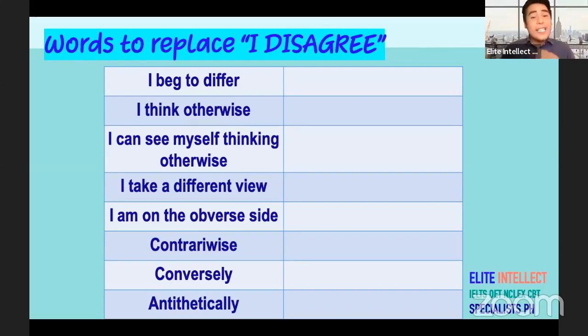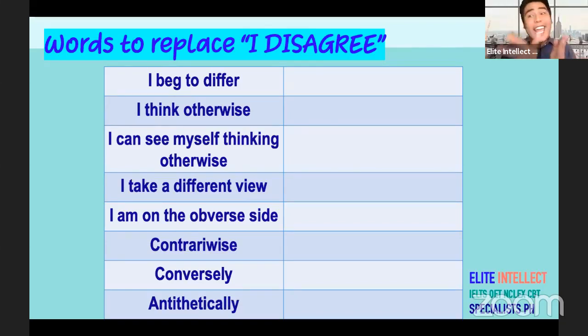Okay. I can see myself thinking otherwise. Okay, there you go. So you may say that too. You can also say, well, I take a different view. There you go. I take a different view. I am on the other side. When you say other side, you're on the other side of the equation. I am on the other side of the idea. Okay, contrariwise, conversely and antithetically.